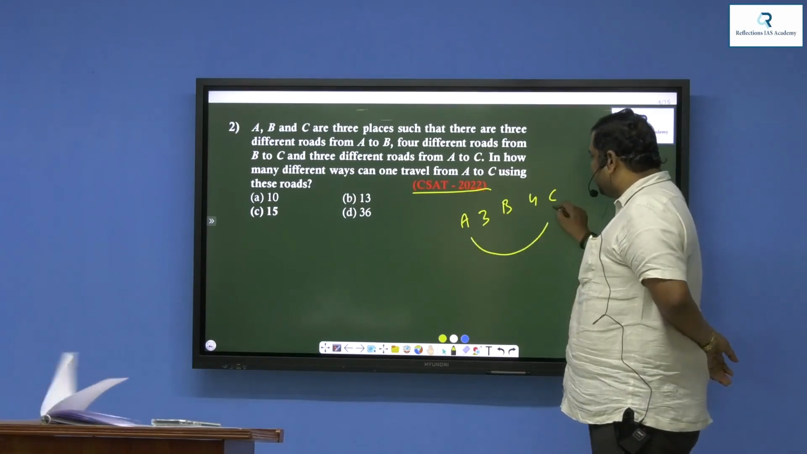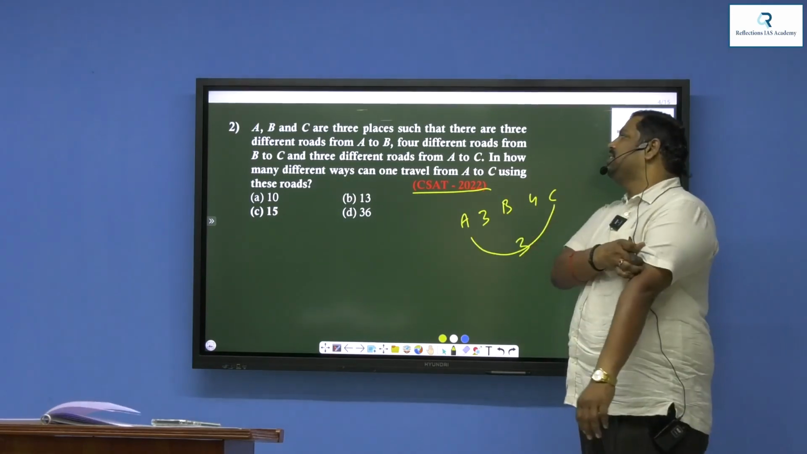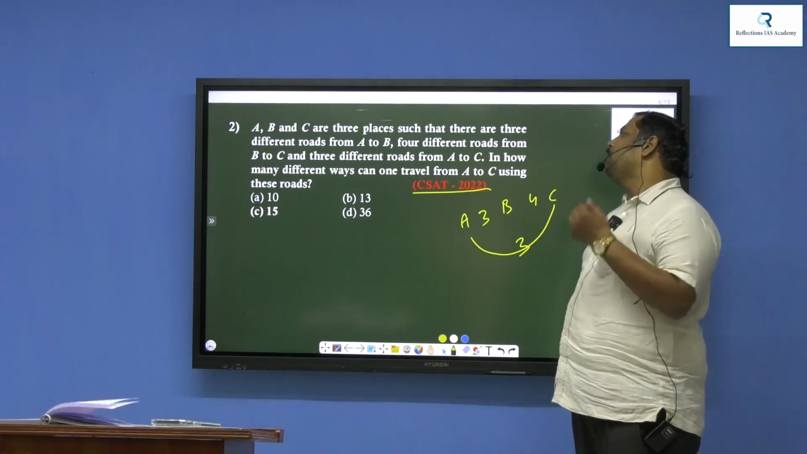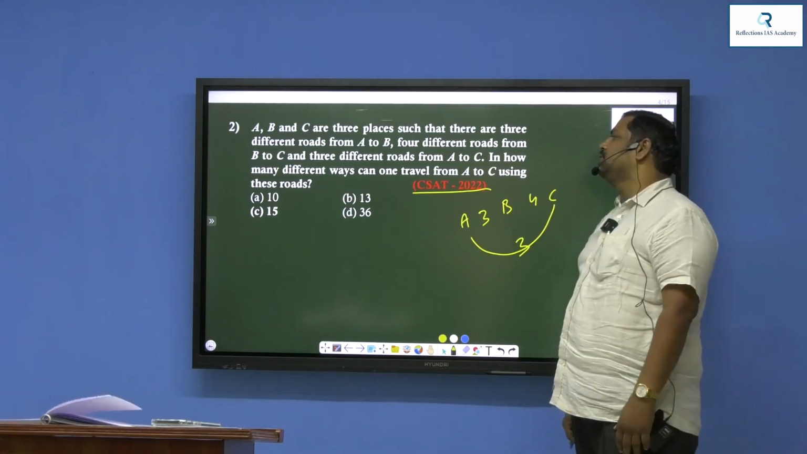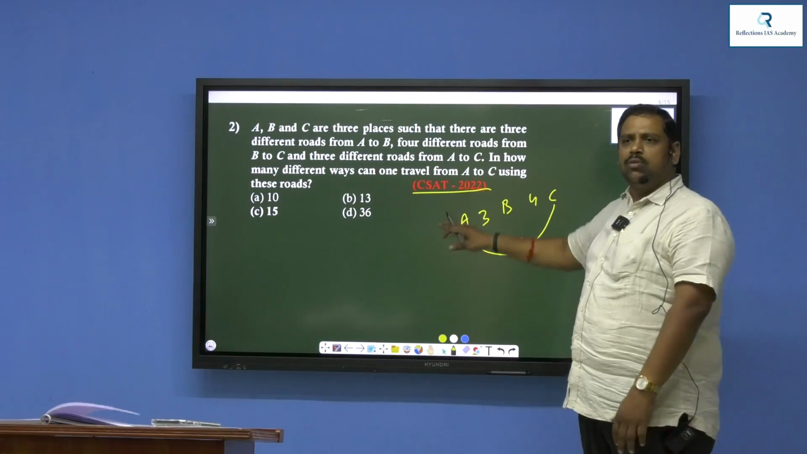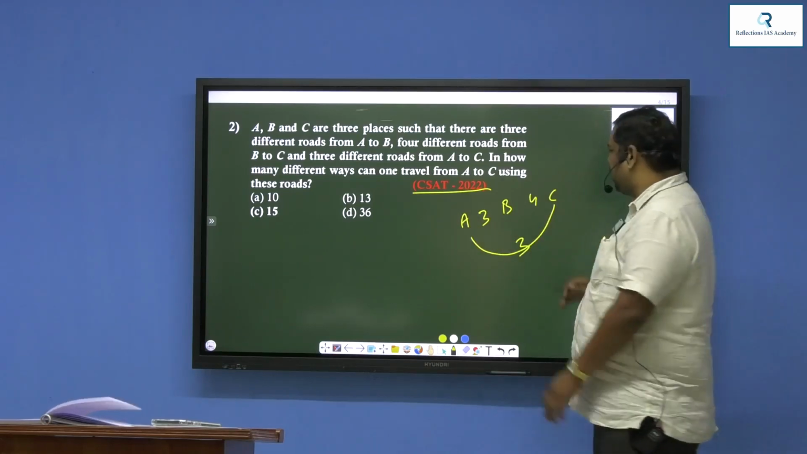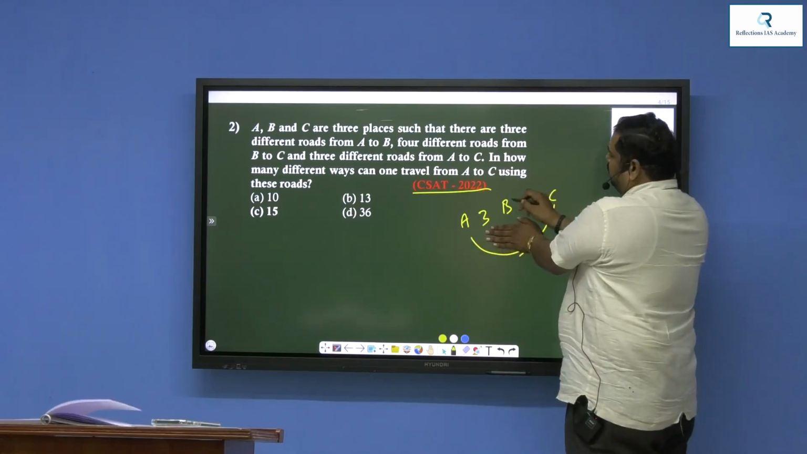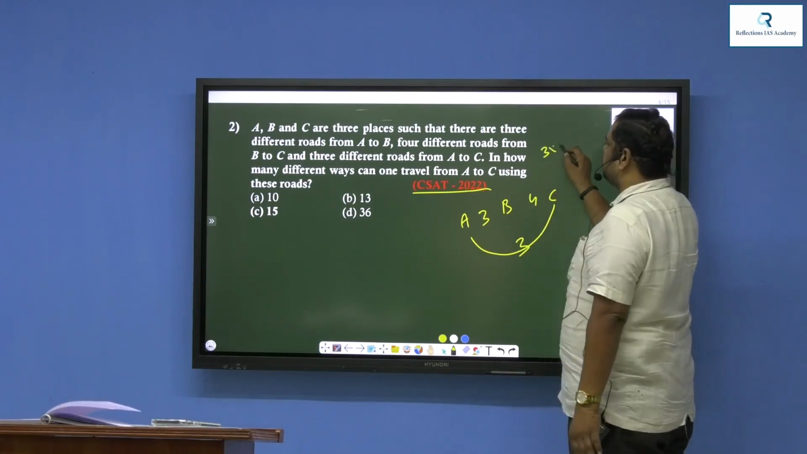It means A and C also have direct connectivity. Direct is how many ways? 3 different ways. In how many different ways can one travel from A to C using these routes? A to C I want to travel here. Okay, forget about these 3. A to B 3 ways, B to C 4 ways. Means can I say 3 into 4 ways?